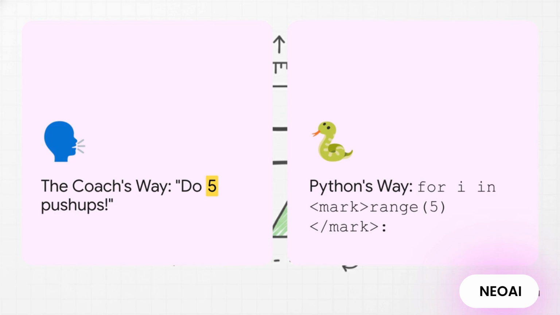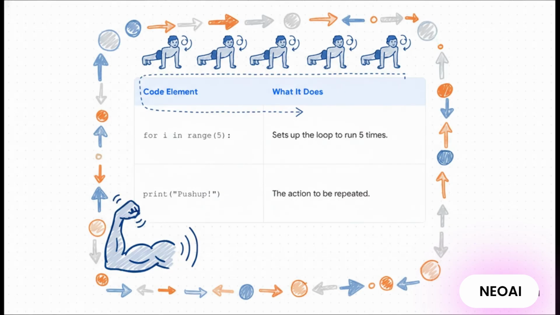On the left, you've got the coach yelling, do 5 push-ups, and on the right, you have the Python way, for i in range(5). Both of these are just the setup. They're the instruction to get ready for 5 repetitions of something. So let's really break this down. That first line, the for i in range(5), that's basically you telling Python, hey, get ready, we're about to do something 5 times. And then that indented line below it, the print("push-up"), well, that's the action. That's the actual push-up. It's the thing you want to do over and over again.